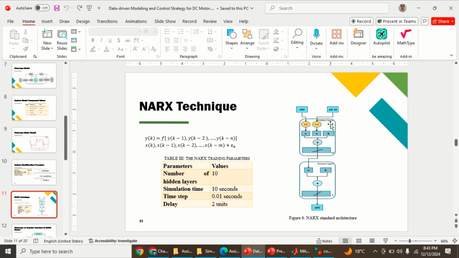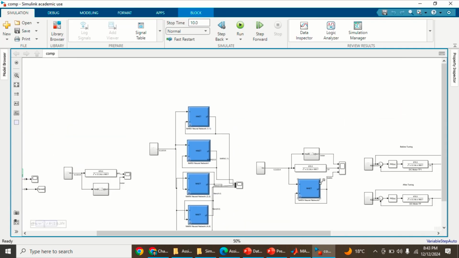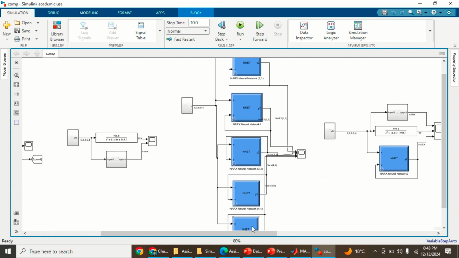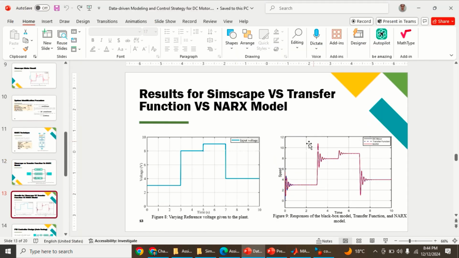Afterwards, we estimate the model using the NARX technique, nonlinear autoregressive with exogenous input, that takes the current input and the previous output. It is also implemented using the NARX toolbox, and these are the parameters and values that have been taken. Afterwards, we compare the Simscape model, transfer function and NARX model in Simulink. For the NARX we tested different levels, like 1 1, 2 2, 3 3, 4 4 and 5, and we found that the NARX 2 network gives the better response, so we selected it for further application.